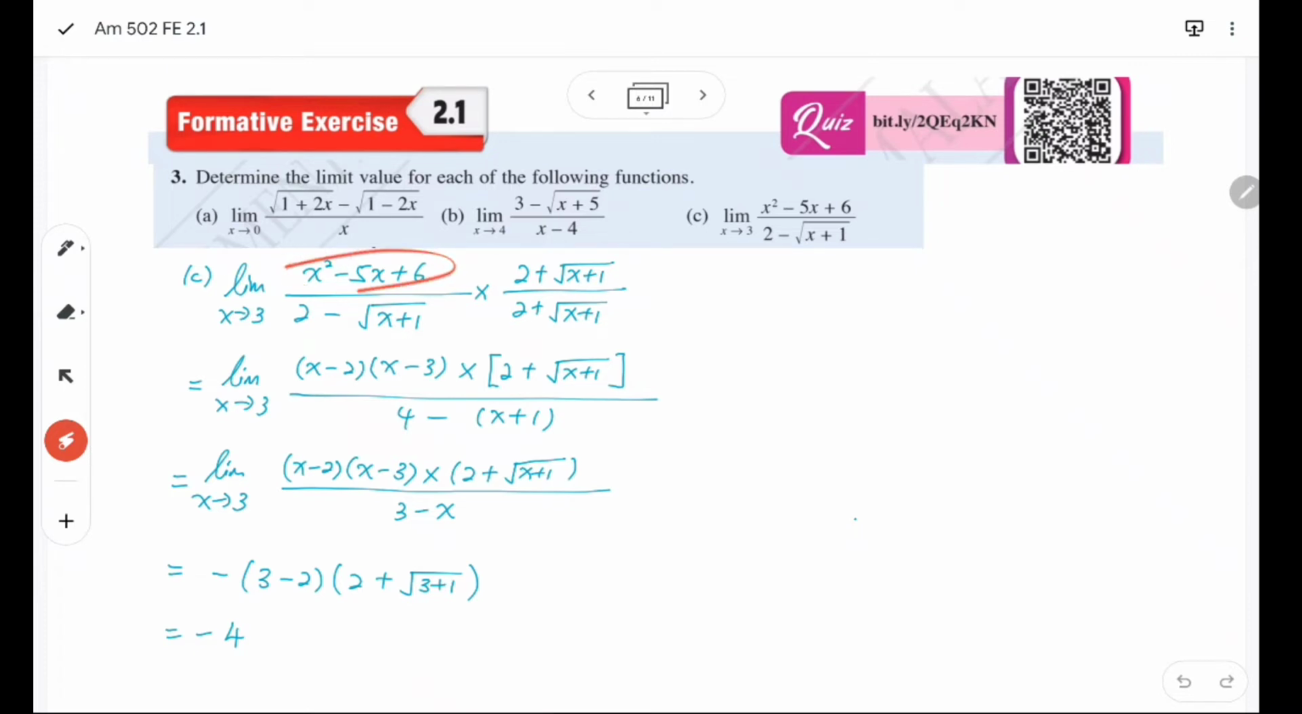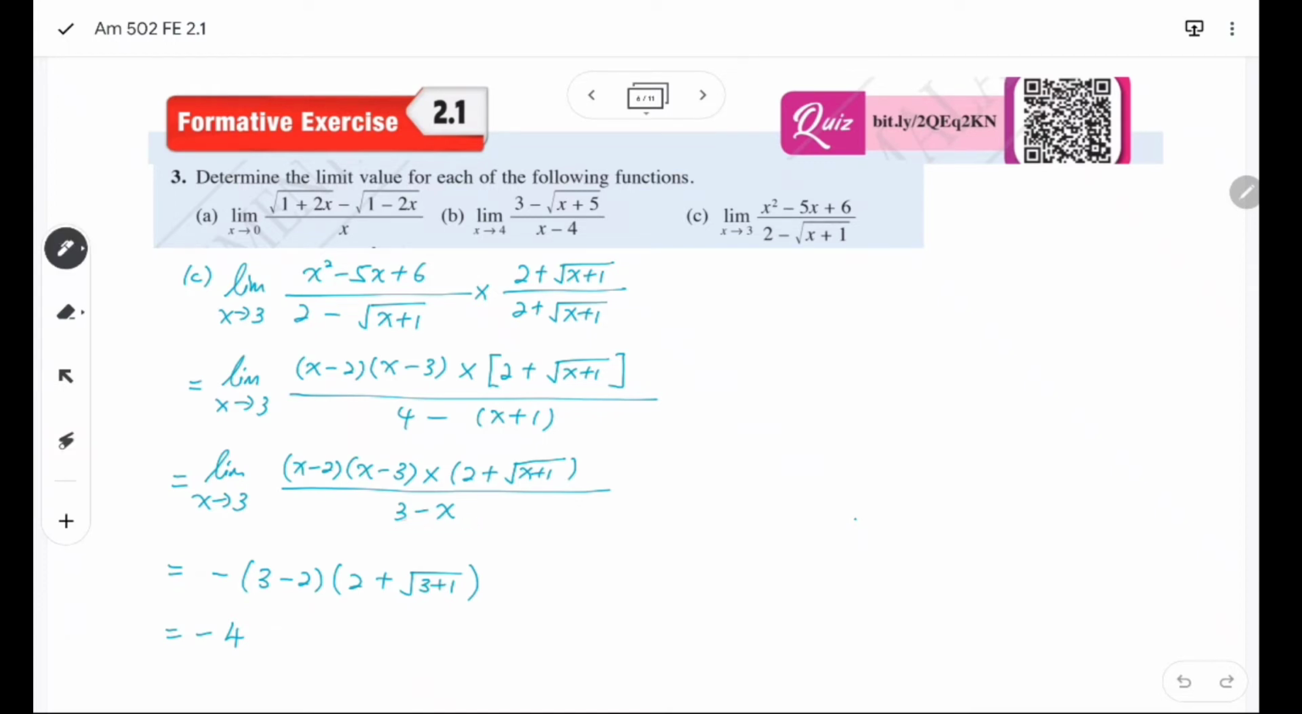So for the x squared minus 5x plus 6, we can actually factorize it by x minus 2 times x minus 3. Then only we times the conjugate, so 2 plus square root of x plus 1. Down here, after rationalizing, we get 4 minus x plus 1. So let's see whether we have common factor. 4 minus x plus 1, we get 4 minus 1, which is 3, minus x. So we get 3 minus x.